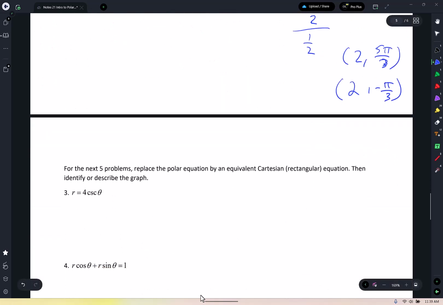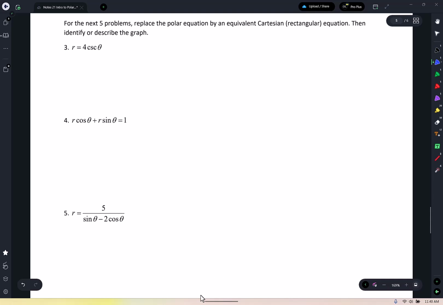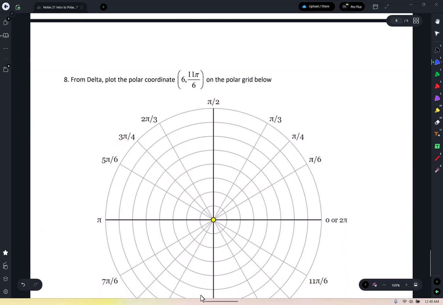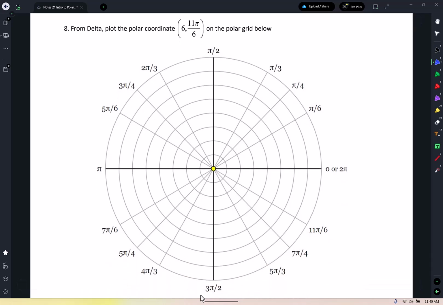Last one, we're not going to do this page, at least not yet. I think we could, but we're running out of time today. All right, look at this. All you're doing is plotting. You're just plotting 6 comma 11 pi over 6. What do I do first? I'm going to count 6 rings, or r equals 6. 11 pi over 6, boom. 1, 2, 3, 4, 5, 6.